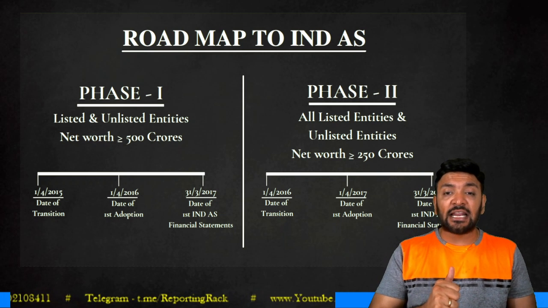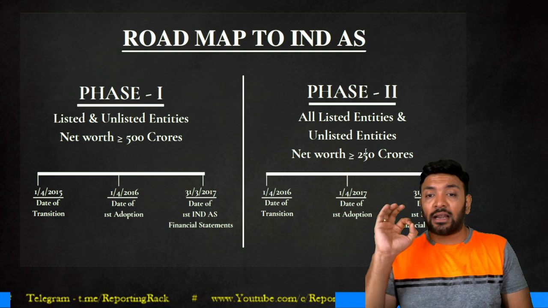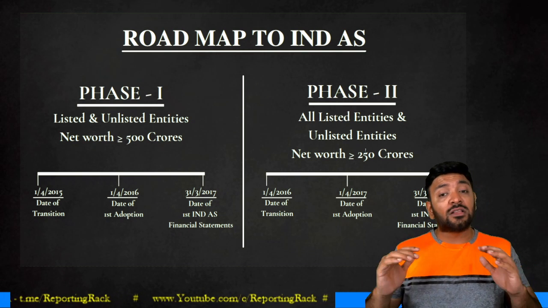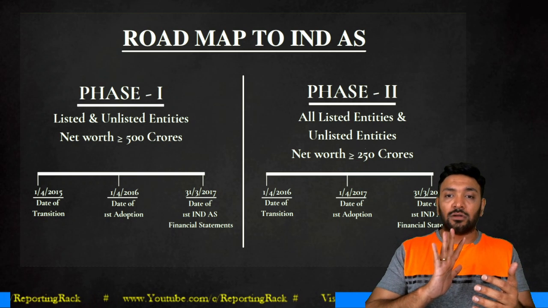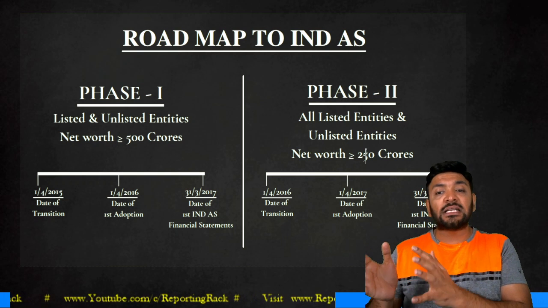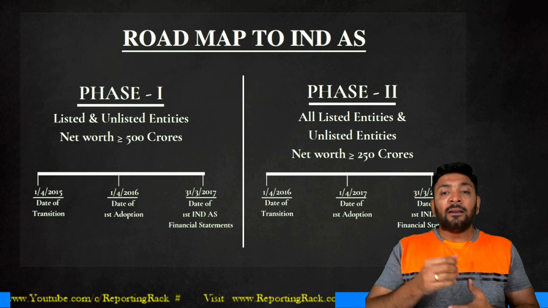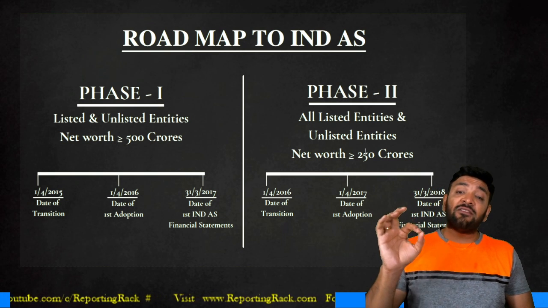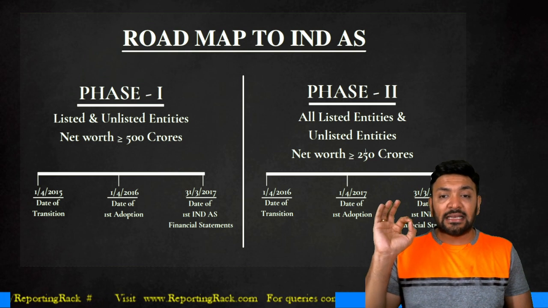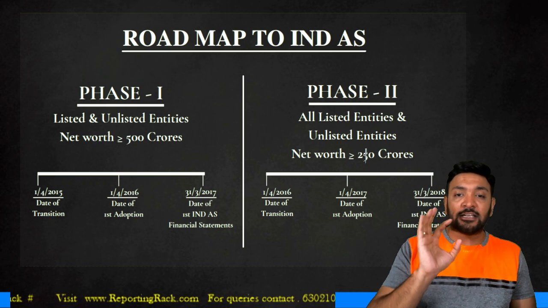What about unlisted entities then? Any unlisted enterprise which has a net worth of at least 250 crores. Listed enterprises, no restriction on net worth. Some listed enterprises have negative net worth also, because they might have incurred losses in the past in such a way that the entire reserves and surplus became negative. So even the net worth can become negative. Such enterprises, even if they have a negative net worth, if they have their equity or debt securities listed on stock exchanges, then they should be covered under phase two.